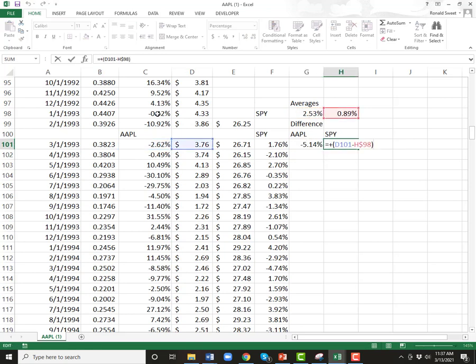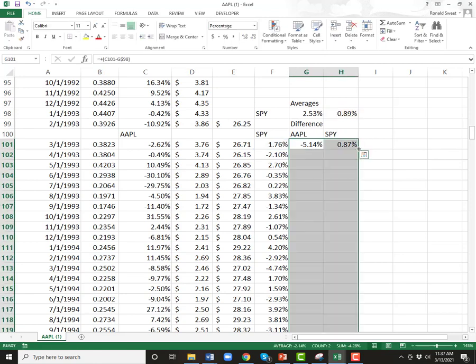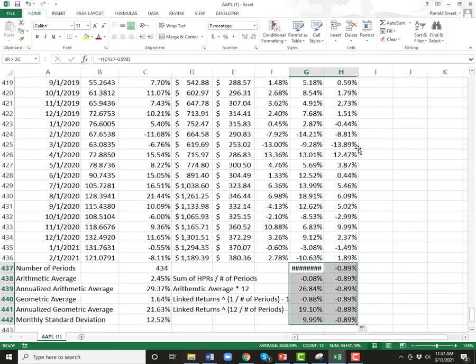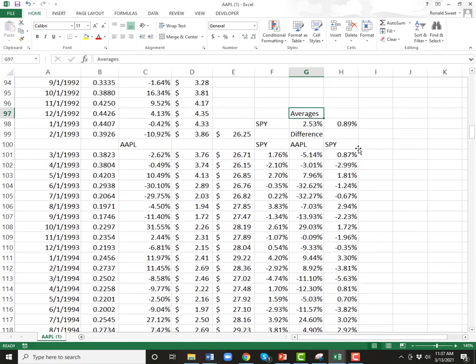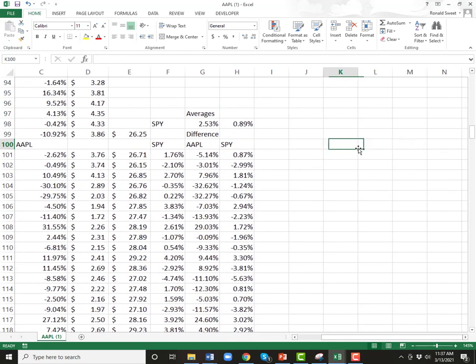Do the same thing for the S&P 500. We take the S&P 500 return minus the average, and there's the difference. And then we copy those down. We want to do them for every single period. Alright. Now for correlation, beta and R-squared, we're going to multiply these two differences by each other. So the Apple difference times the SPY difference.